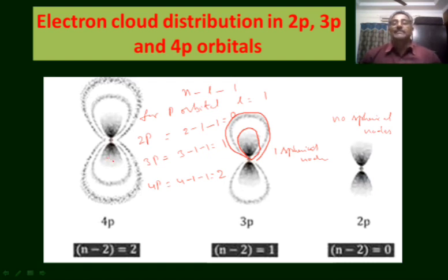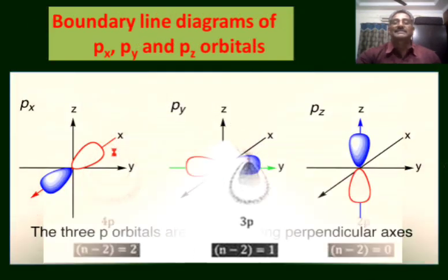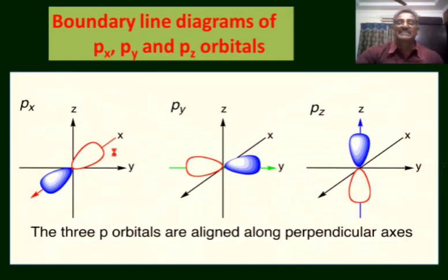In the absence of magnetic field and electric field, all the p orbitals possess the same amount of energy. So these p orbitals in a main energy level are said to be degenerate orbitals, as they possess the same amount of energy.